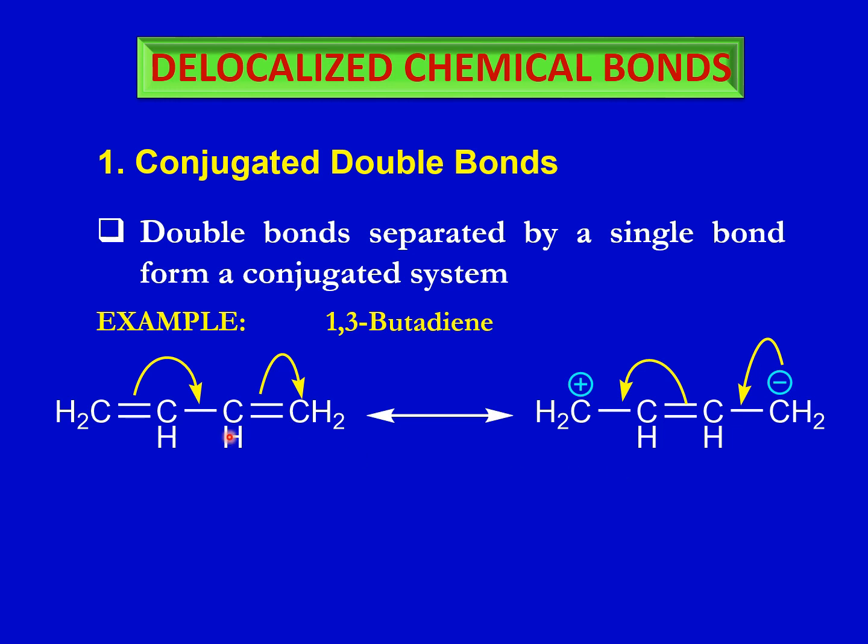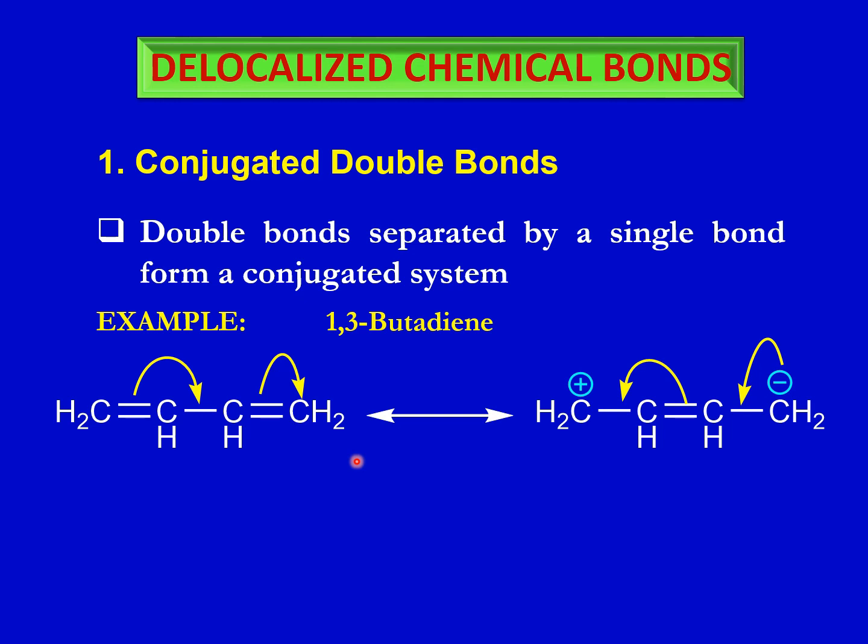It exists neither in this form nor in this form, but as a resonance hybrid of these two forms, in which the pi electrons are spread over these 4 carbon atoms. So they are not localized between these two carbons or these two carbons, or even between these two carbon atoms, but they are spread over all the 4 carbon atoms.